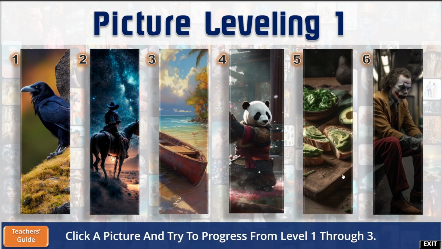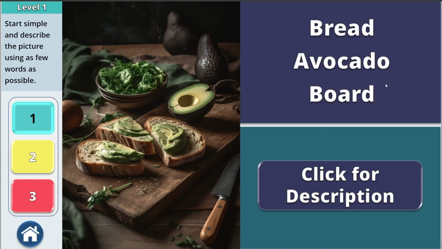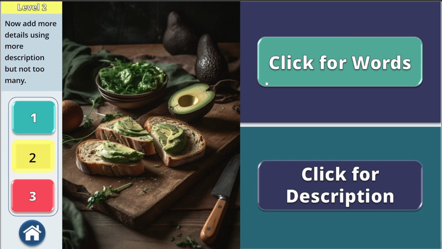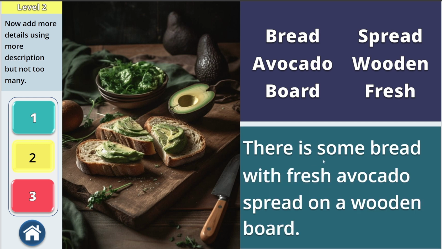Let's try one more today. So here we can see bread, avocado, and board. And we might say, there is some bread with avocado on a board. But for a level 2 description, we would add words like spread and wooden and fresh. And I would say things like, there is some bread with fresh avocado spread on a wooden board.